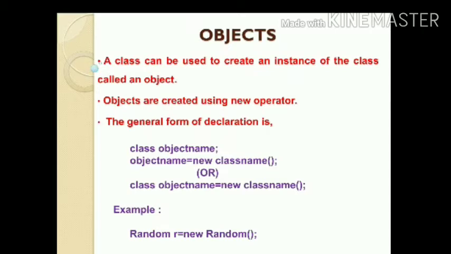For example, Random is the class name, r is the object. So, Random r equal to new Random. New is the operator used for creating the object r in the Random class. It can also be written as Random r; semicolon, next line r equal to new Random.